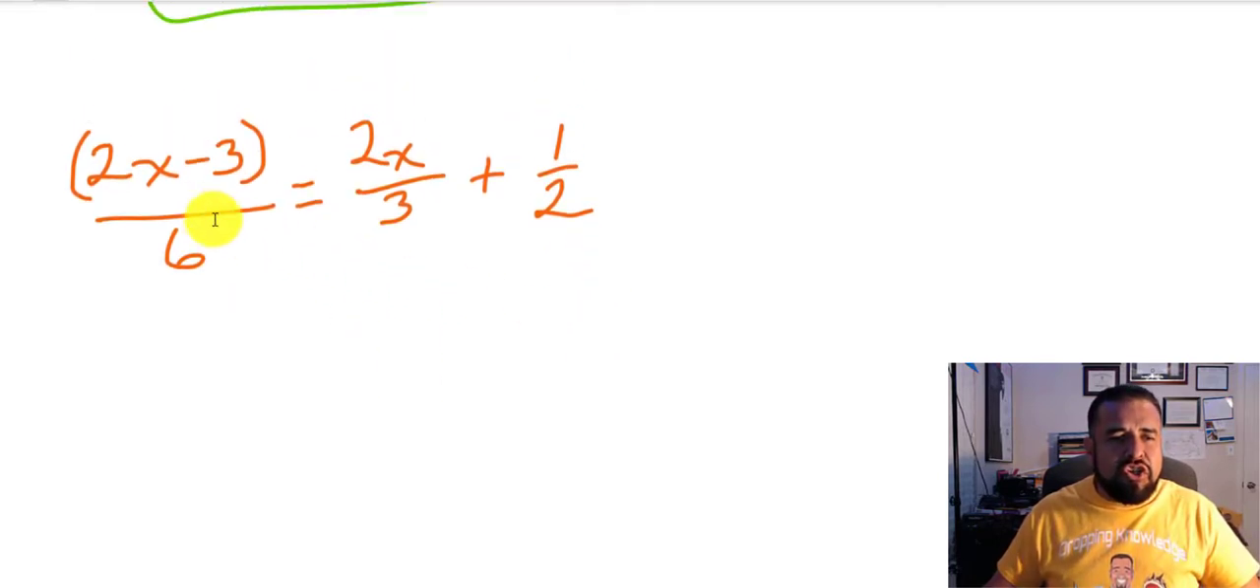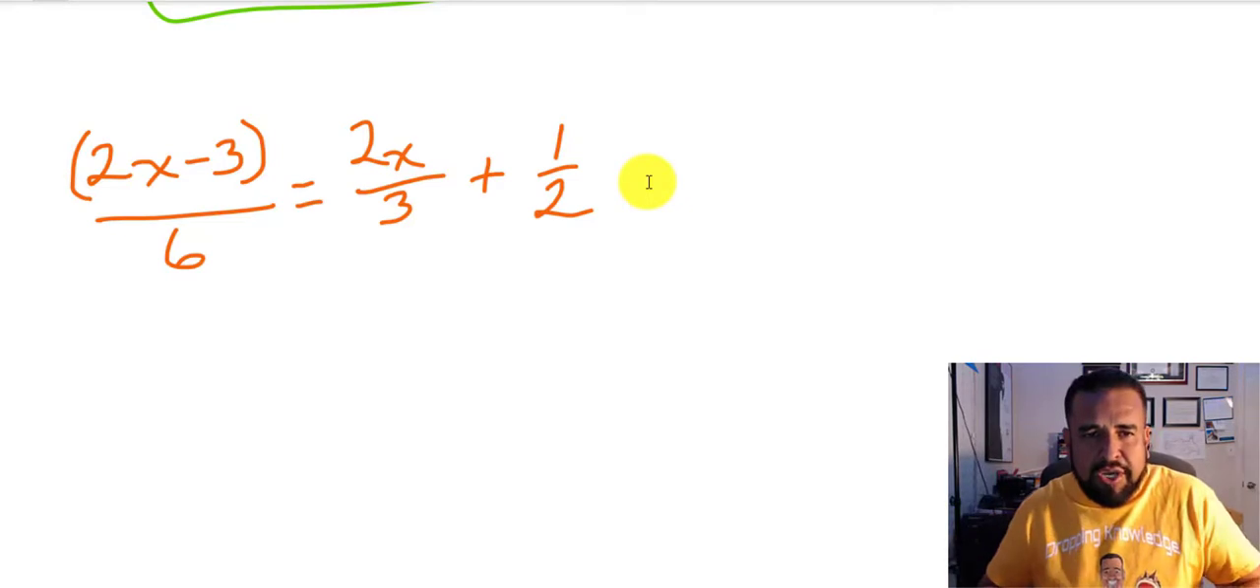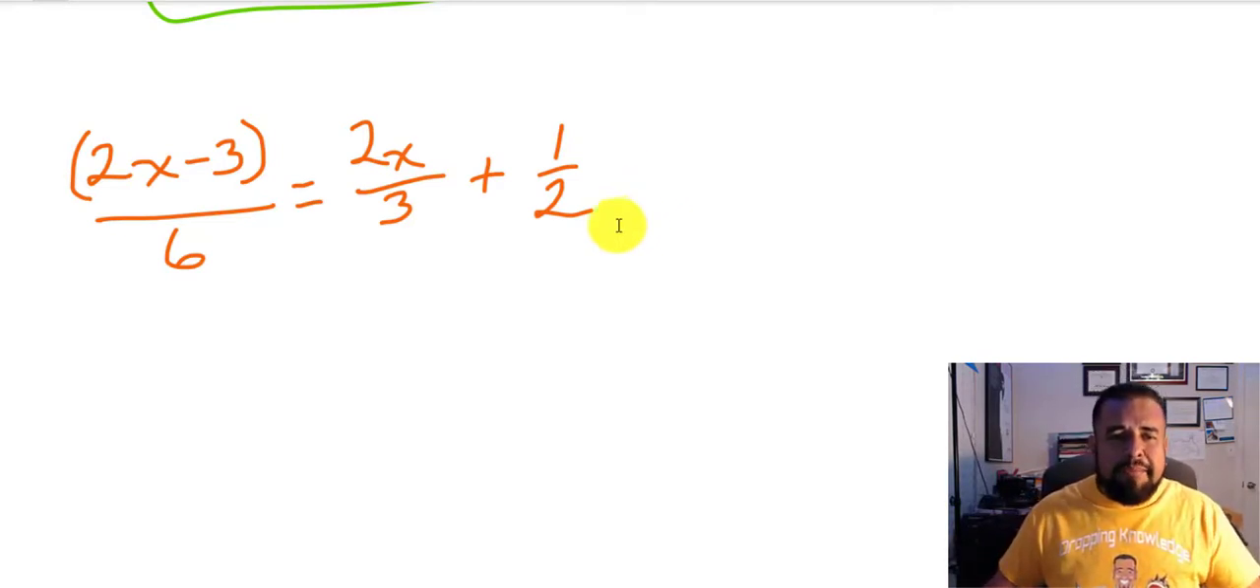Here we have 2x minus 3 divided by 6 equals 2x divided by 3 plus 1 half. Yeah, that's a lot of fractions. It's starting to look a little bit complicated. Not a problem, because my main focus, once again, is the denominators.